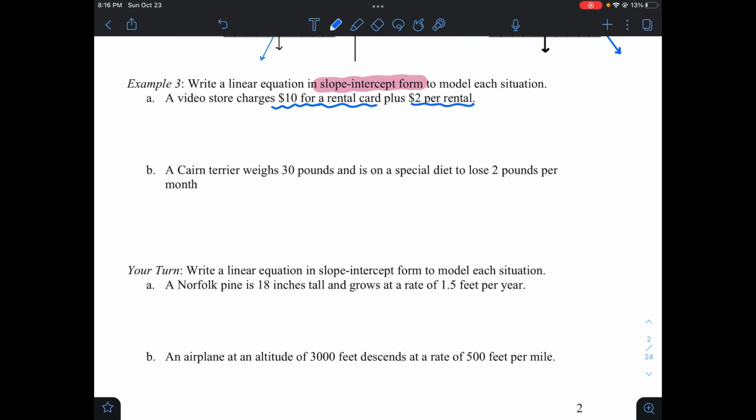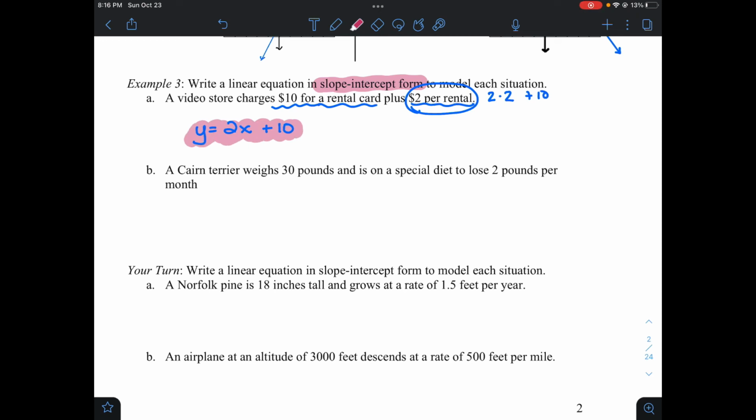So if I rent 2 movies, I'm going to pay $2 per rental times 2 movies plus that $10 one time. Okay, so we're just going to write an equation. That way we would know like our yearly price. So this $2 per rental, that's like my slope, because that's what I'm going to multiply every time. If I buy 3 movies, I'm multiplying that by 2. If I buy 10 movies, that's what's getting multiplied by 2. So that's how you know what your slope is. So this is going to be 2x plus 10. Okay, and that's our equation. Done.